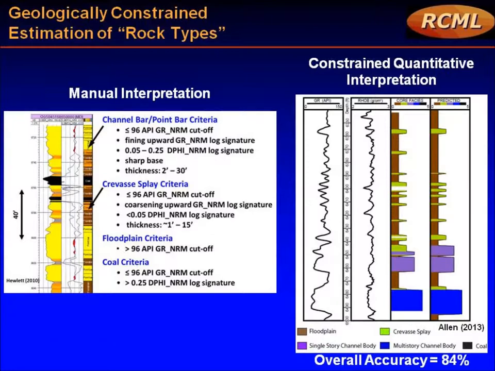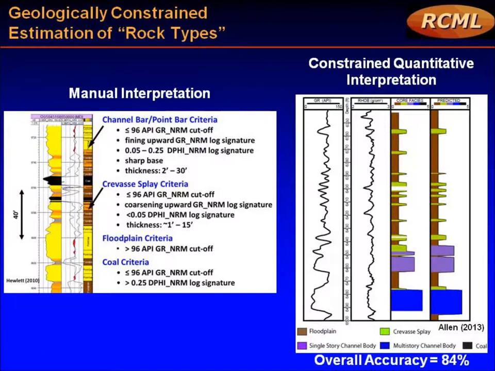You can do more of a manual type of interpretation, whereby you compare those well log responses to core, where in the core you can make some type of interpretation of the different types of fluvial deposits, and then use the well logs to break those out such that we can come up with characteristics from the well logs that, in non-cored wells, we can use as criteria to interpret the different types of sandstone bodies.